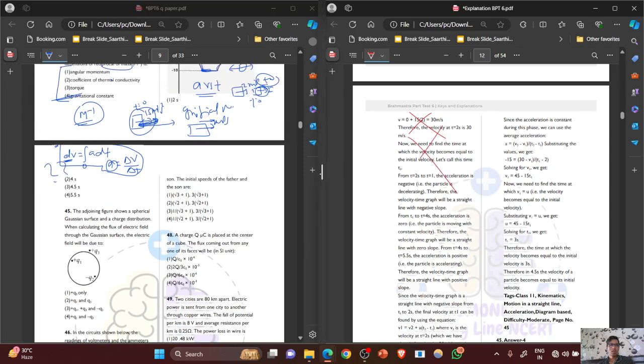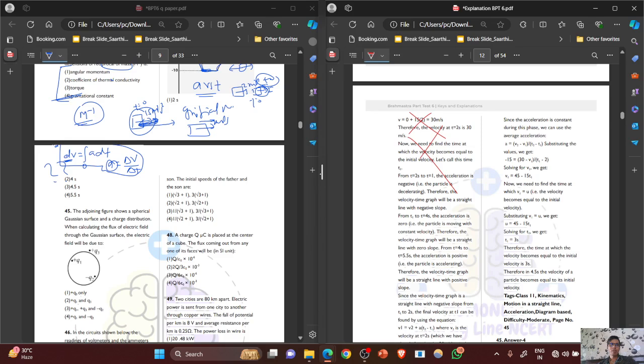The adjoining figure shows a Gaussian surface and charge distribution. I can't tell you the wrong concept. If I am not getting it, I am not getting it. Maybe in the next video or in the comments, I will explain the solution. But currently I am not getting the exact question here, so I can't tell you the wrong answer or concept.